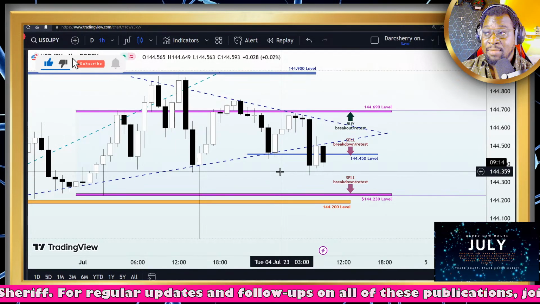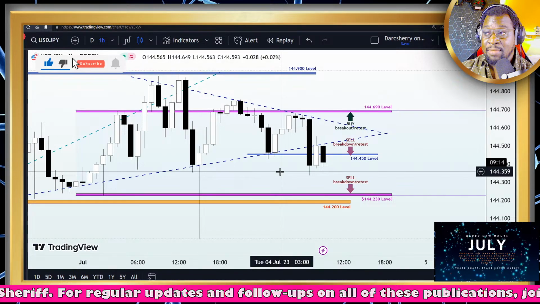And to be able to capture this move, I have a level situated at the 144.450, which we are going to be using to guide our trading activity today. What I'm simply saying here is that a breakdown retest of the structure should welcome some selling opportunity in the market. And in fact, we already have a breakdown. We have a retest going on at this point in time.